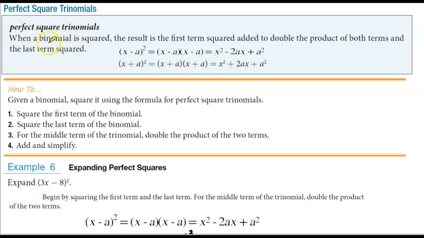Perfect square trinomials. When a binomial is squared, the result is the first term squared added to double the product of both terms and the last term squared. So here we have two formulas.